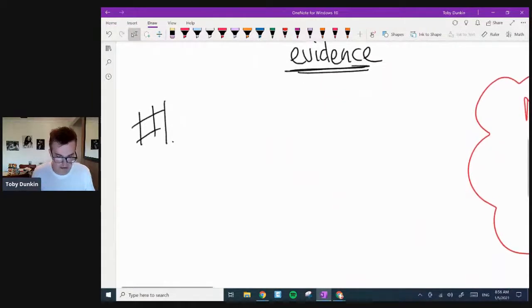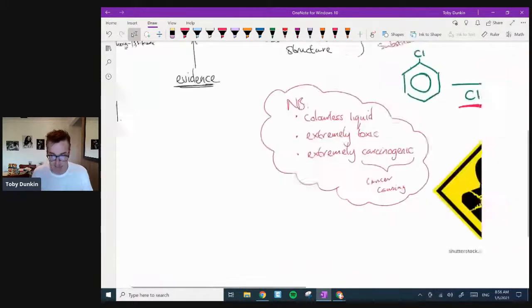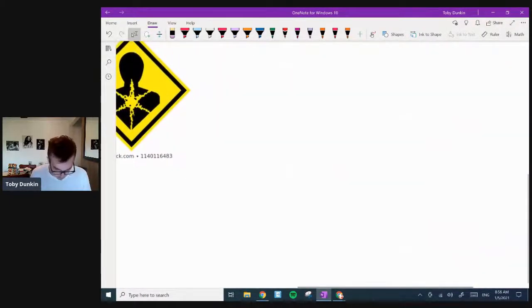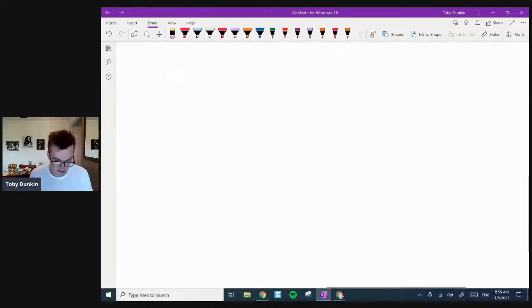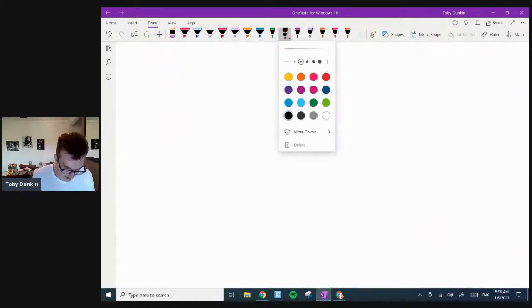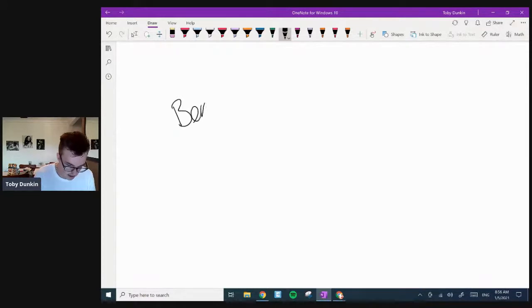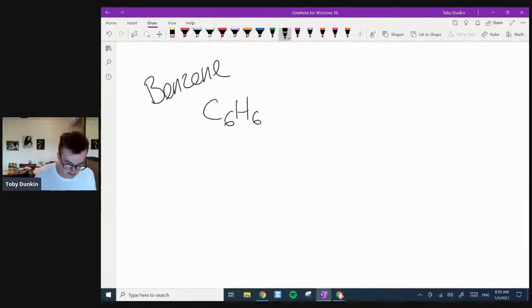Okay, so pieces of evidence for benzene being odd. So number 1, when benzene was first extracted from crude oil, benzene was extracted. By the way, this is me just doing a little bit of history in here, and the history is nice. Yeah, benzene, of course, was extracted as a colorless liquid, and it had a formula C6H6.